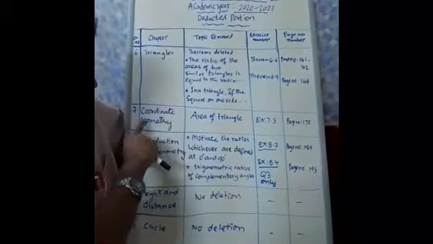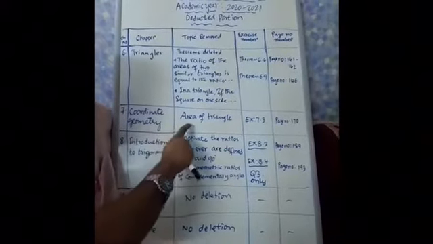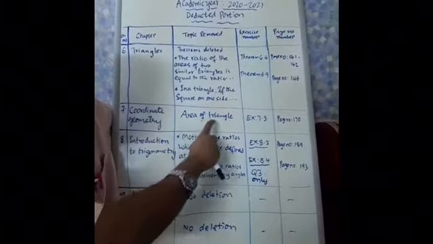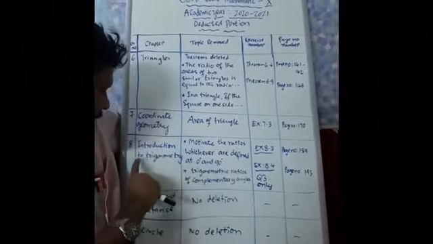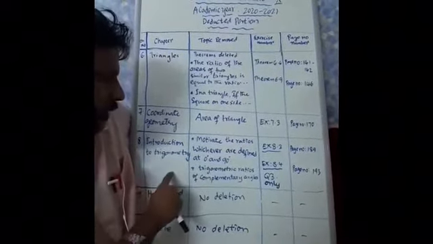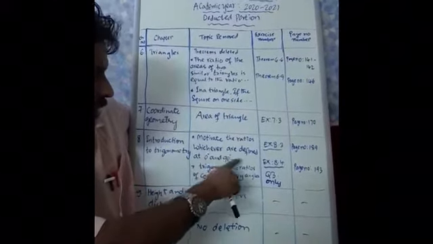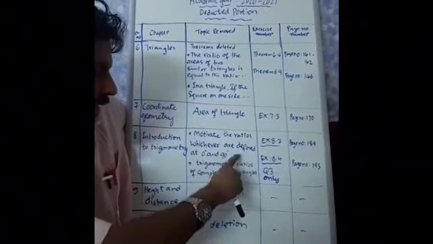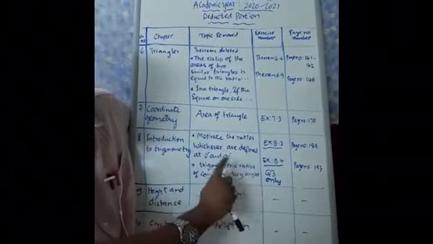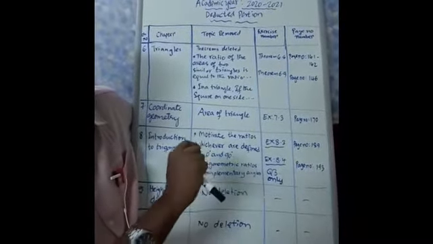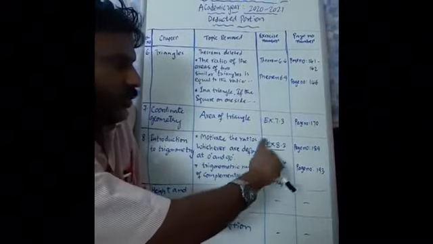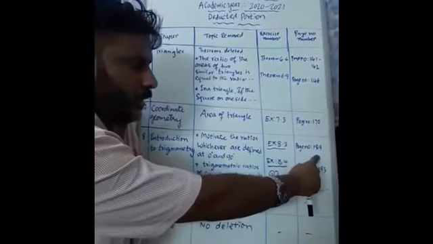Chapter number 7, Coordinate Geometry. One topic is totally removed, area of a triangle. Exercise 7.3, page number 170. In chapter number 8, Introduction to Trigonometry, the trigonometric ratios of complementary angles, like sin 90 changing to cos 90 and cos 90 in terms of sin 90, are deleted. Exercise 8.3 is totally deleted, page number 189.